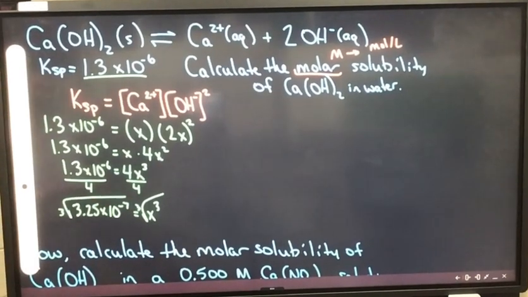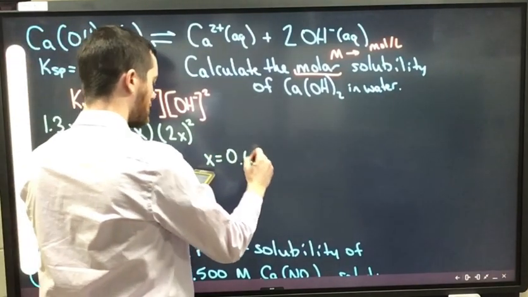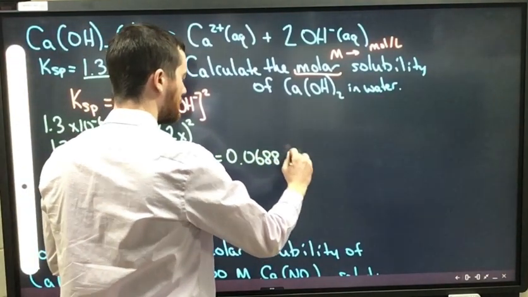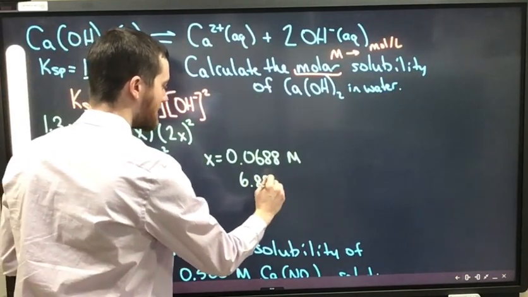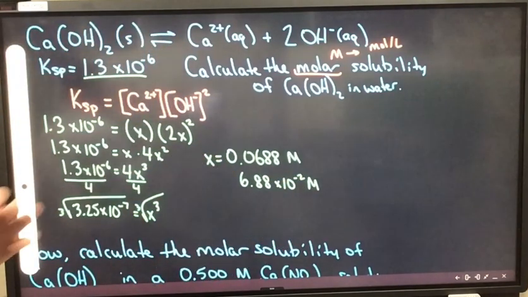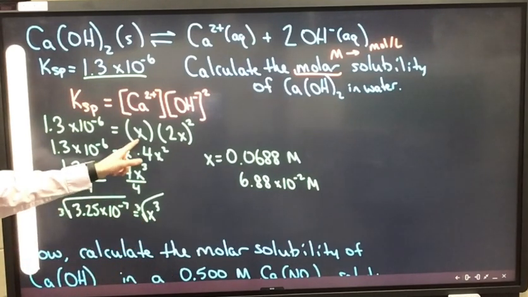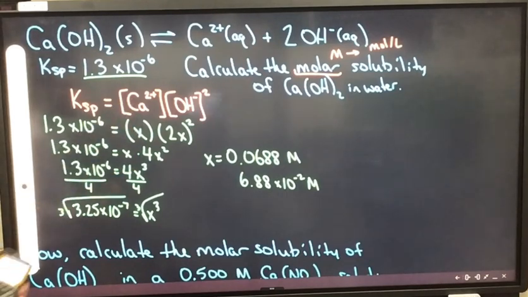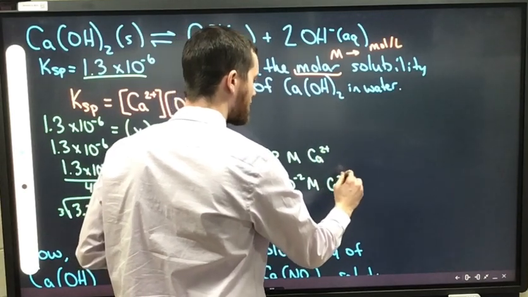I'm gonna grab a calculator because I don't think I can do this in my head. And x turns out to equal 0.0688 molar. I'm gonna go ahead and write that in scientific notation as well. 6.88 times 10 to the negative 2nd molar. But let's stop and pause and realize what you just solved for here. You solved for the variable x, which up here we had established to be the concentration of the calcium. So this is the concentration of calcium that dissolved into this water.